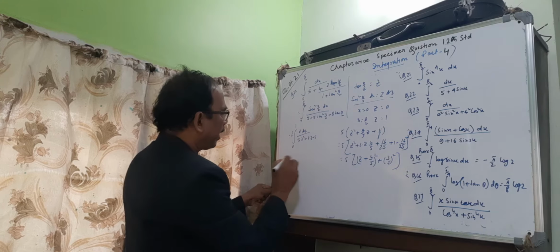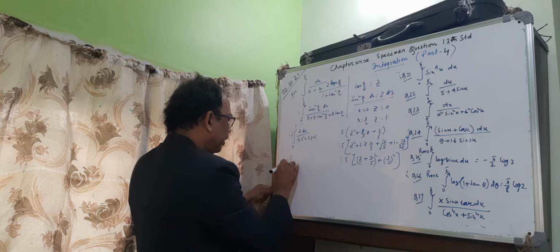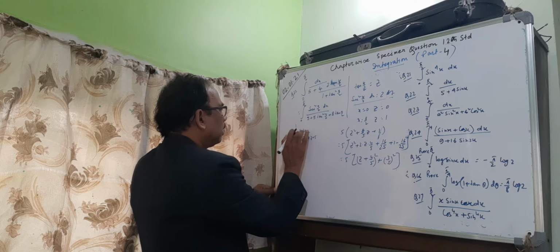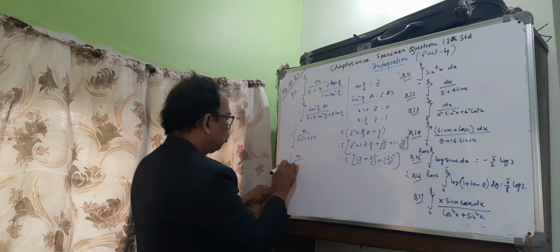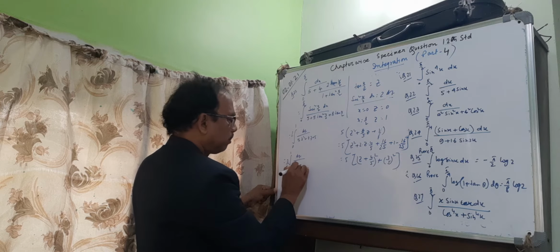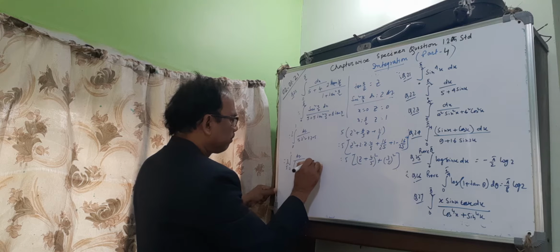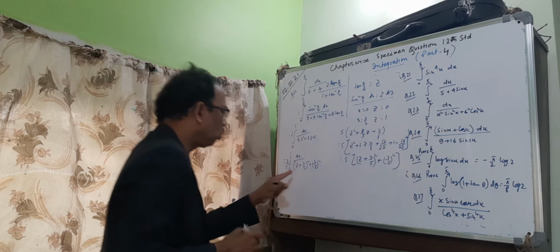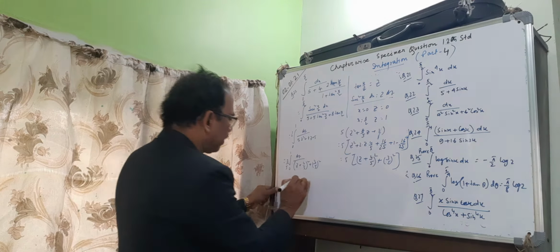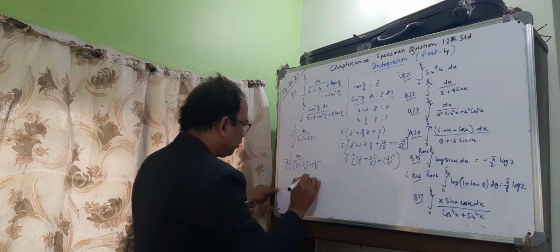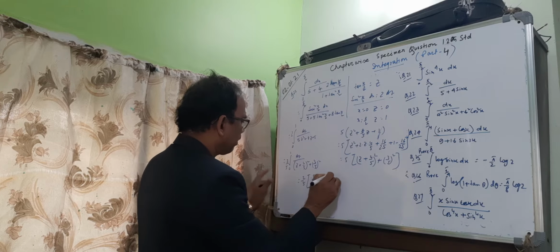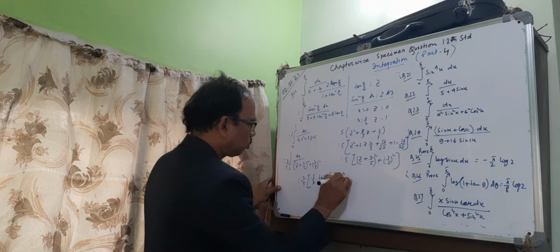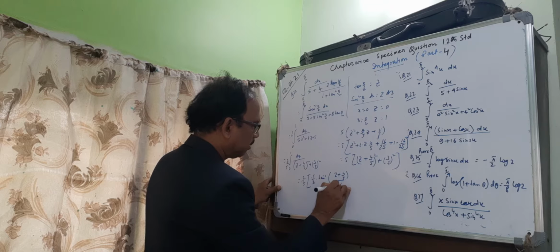So instead of this you can write this: 2 is outside, integration 0 to 1 dz, with 2 by 5 outside, over z plus 4 by 5 whole square plus 3 by 5 whole square. You know the formula, 1 by x square plus a square dx is 1 by a tan inverse x by a. That is 2 by 5, 1 by a means 5 by 3, tan inverse of z plus 4 by 5 by a, that is 3 by 5, from 0 to 1.